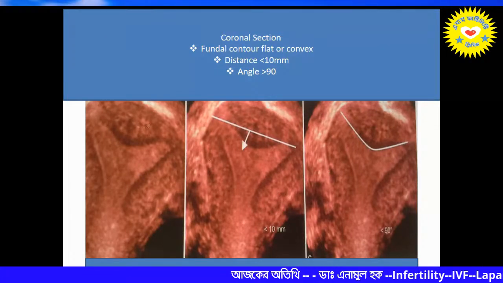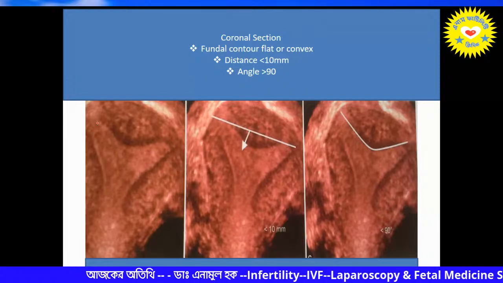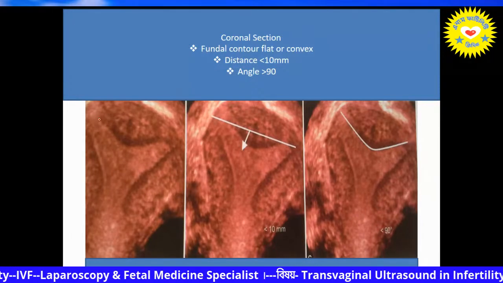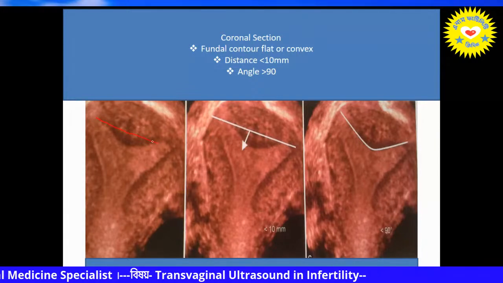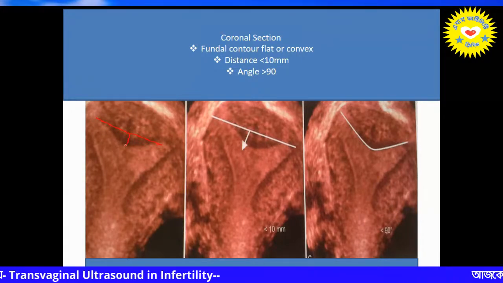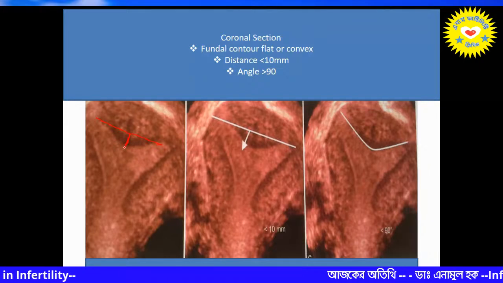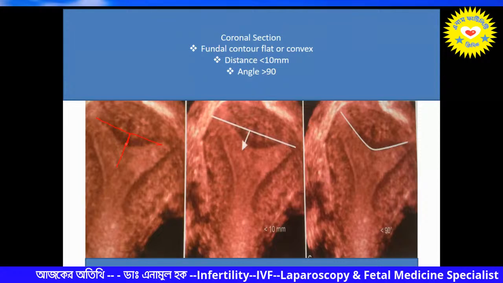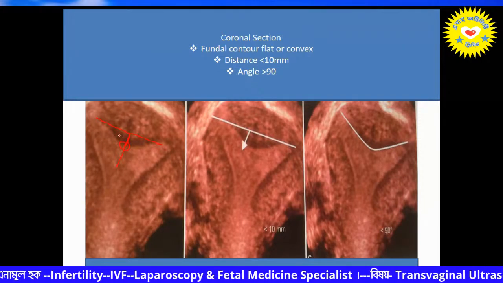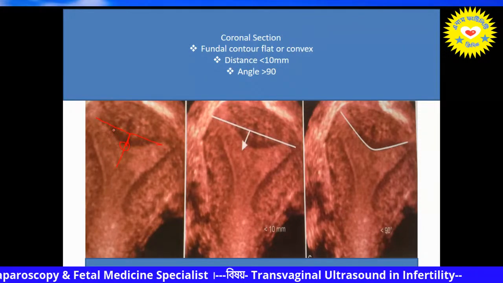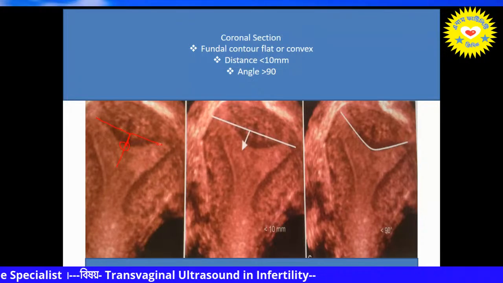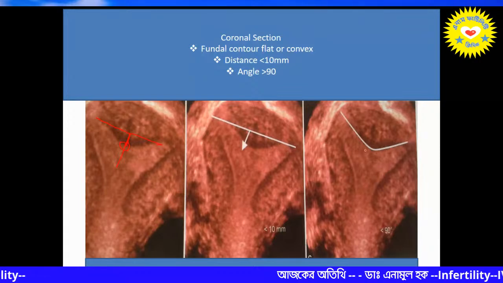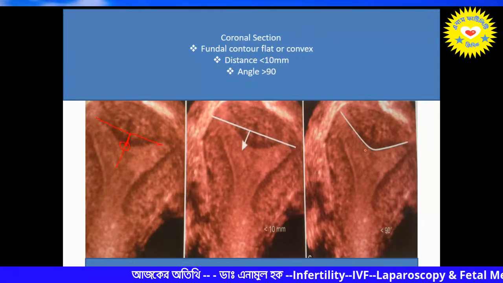In a 3D view, what do you see? You see the endometrial cavity looks like that. There is a fundal bulging. The fundal bulging distance from the top of the endometrium to the bulge is less than 10 millimeter. In a septate uterus, it is more than 10 millimeter. So this is septate. But if it is less than 10 millimeter, it is arcuate uterus. And in a septate uterus the angle is less than 90 degrees. In arcuate uterus, the angle is more than 90 degrees. This is the difference between septate and arcuate uterus.